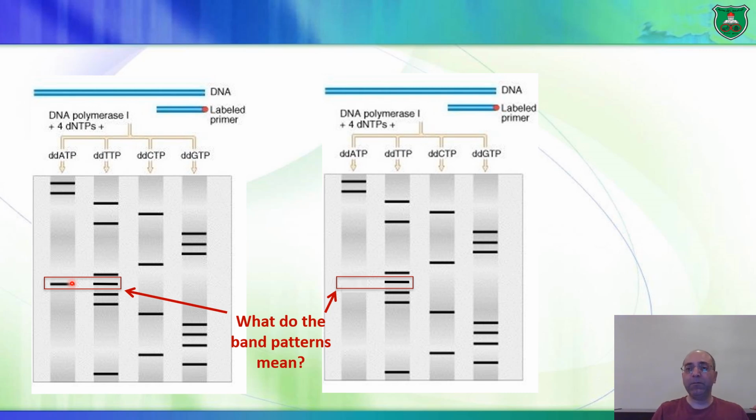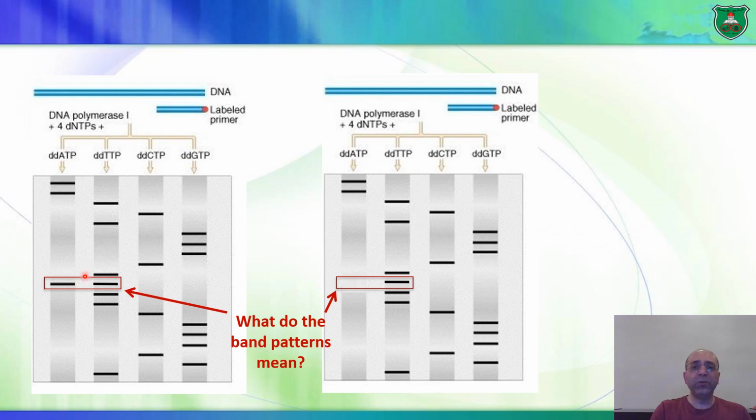And what does that mean? This is polymorphism. It can be polymorphism, or it can be mutation in one chromosome. How do we differentiate between mutation and polymorphism? Well, if it exists in more than 1% of the population, it is a polymorphism. If it exists in less, then it is a mutation.